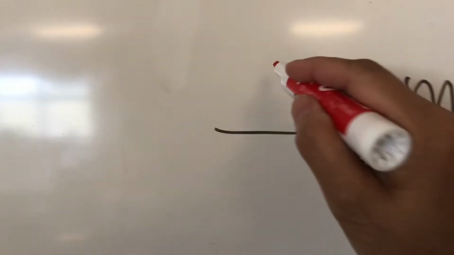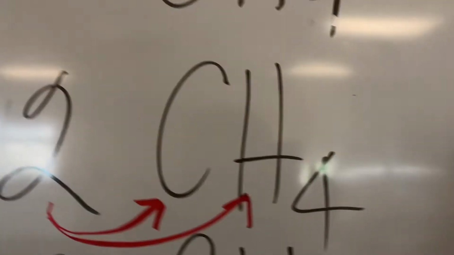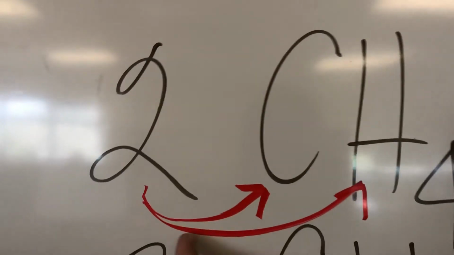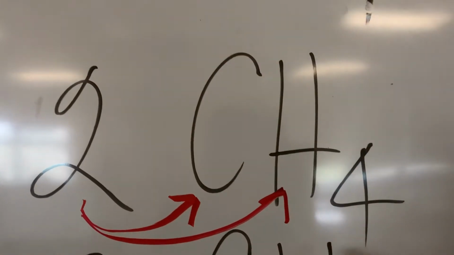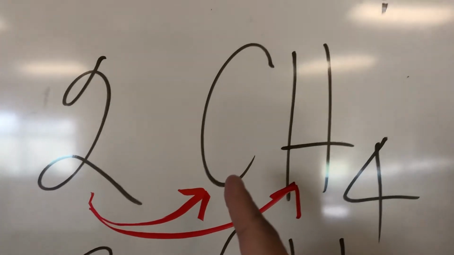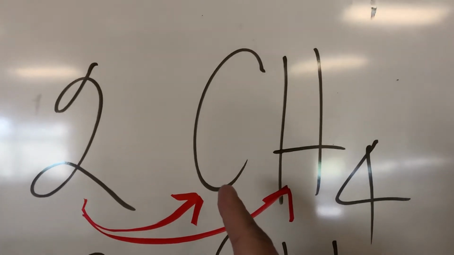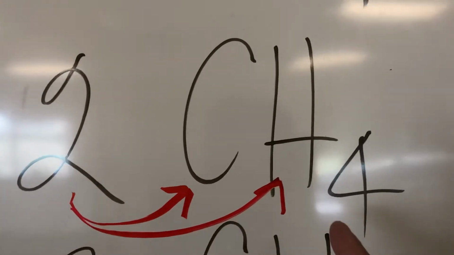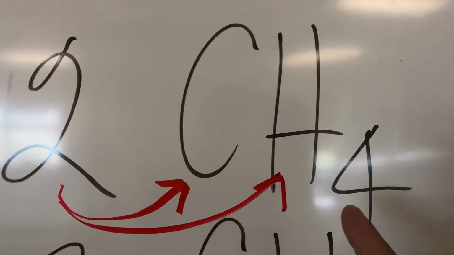And all in all would be 2 molecules. Okay? So again, to read this, 2 molecules of methane. That means I have 2 atoms of carbon, and 2 times 4 would be 8 atoms of hydrogen.